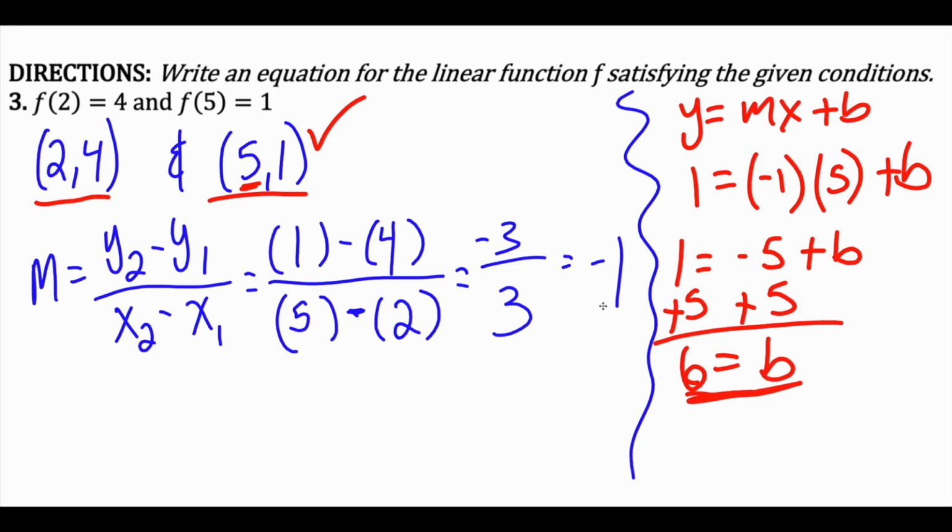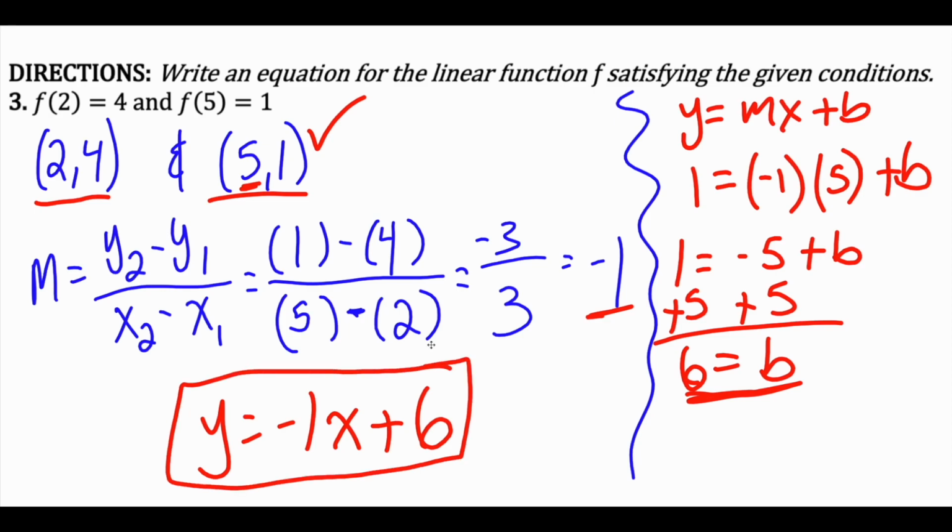So I have b and I have m. I'm ready to write my equation of a line. Y equals mx plus b. So negative 1x plus 6. All right, so that is our final answer there. You don't need to have the 1 there. You could just have a negative x plus 6, but I'm fine either way.